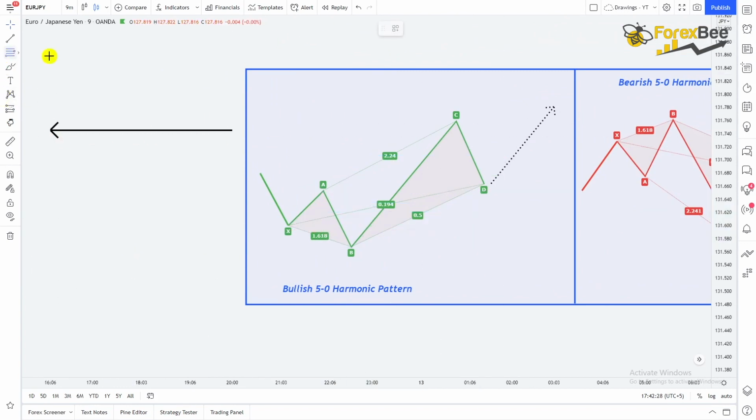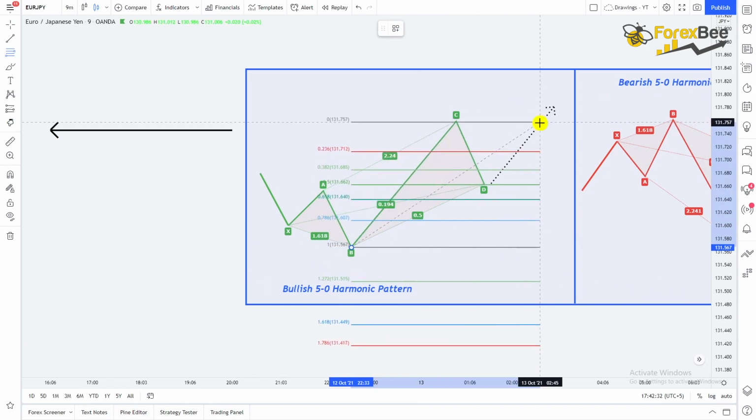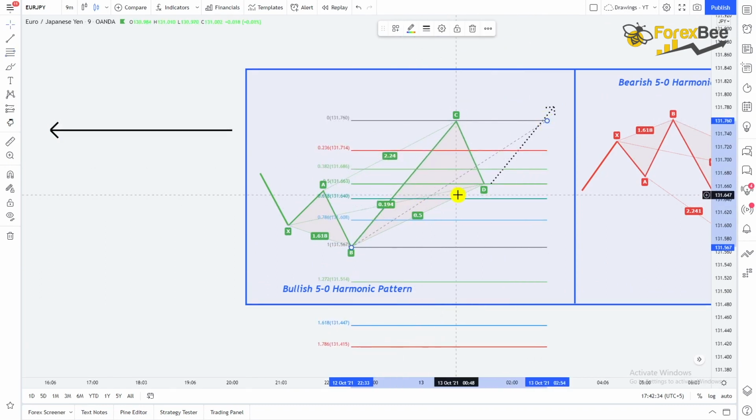So if I draw Fibonacci retracement from here to here, we can see that this CD wave is at 0.5 retracement of this BC wave, which also fulfills our third rule, or it is valid according to our rules.